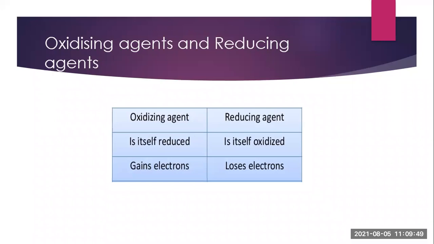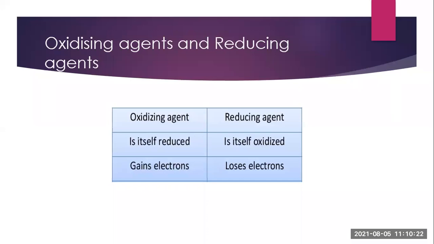Whereas a reducing agent means it itself will oxidize, but it will make the reduction of another element or another compound. The oxidizing agent also gains electrons, because it is itself getting reduced. Naturally it will gain electrons, because this is the property of reduction. Whereas the reducing agent itself undergoes oxidation and hence it will lose electrons.